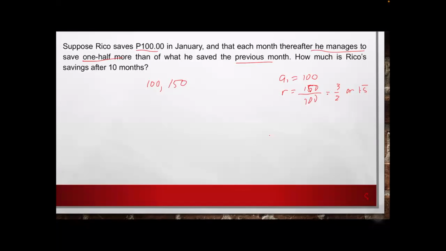Okay, so let's move on. Our n is equal to, as stated, how much is Rico's savings after 10 months? So this will be a 10. Then, our S sub n is equal to a sub 1 times 1 minus r raised to n over 1 minus r.